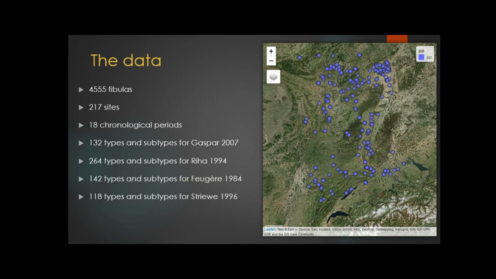So the database therefore contains 4,555 fibulas distributed over 217 sites and 18 chronological periods.